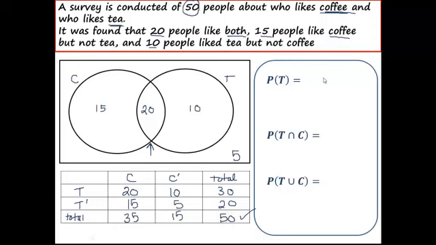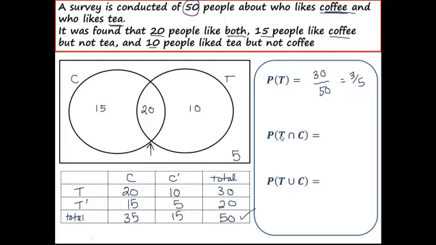All right, let's see if I can calculate some probabilities now. So the probability that someone likes tea. Well, how many people like tea altogether? That was 30. So 30 out of 50 total. So that simplifies to 3 out of 5. So the probability that someone likes tea is 3 out of 5.